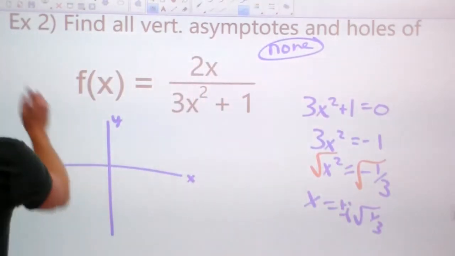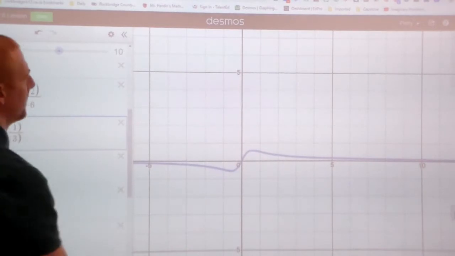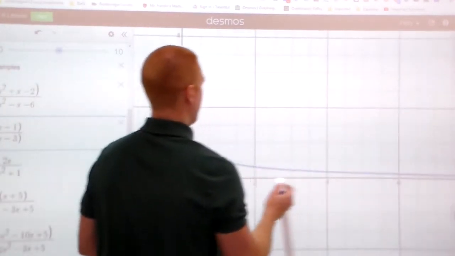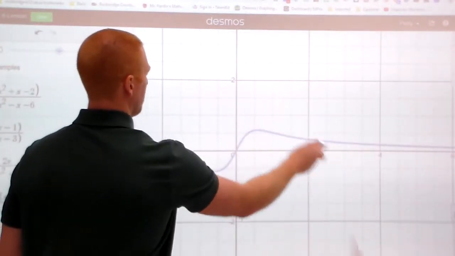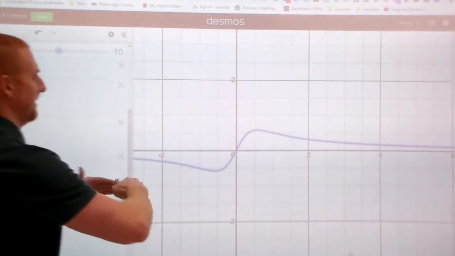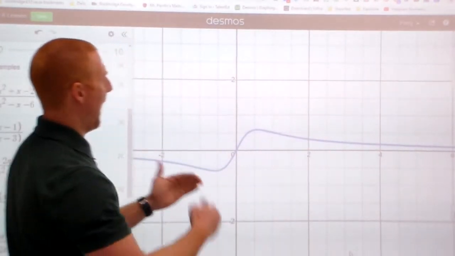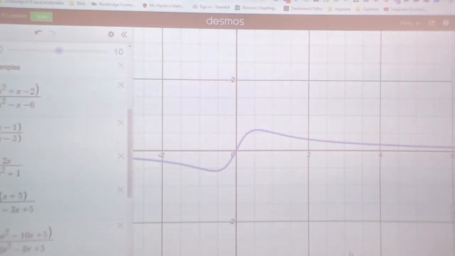And to show you graphically what's going to happen, it's kind of an interesting little graph here. It's got a little whoopsie-daisy in the middle or something, but there's no asymptotes, there's no holes, it's just sort of like a little wave, I guess.